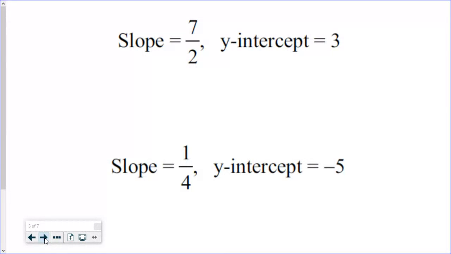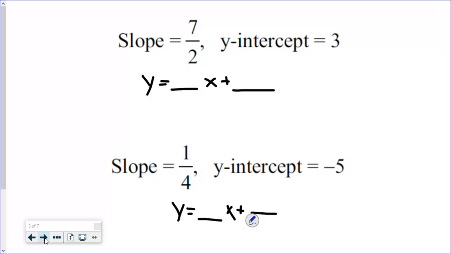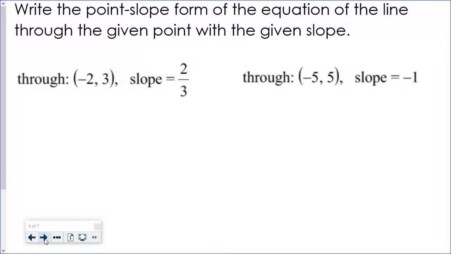Now again, just as easy, slope-intercept form. Just a reminder that x is not part of your slope. So if my slope is 7 over 2, I leave it as 7 over 2. Do not make it 3.5. My y-intercept is 3. Please be aware, though, that is really an ordered pair, but we represent it only at the end. And when my slope is 1/4, my y-intercept is -5. So hopefully you're getting really good at plugging those numbers in.